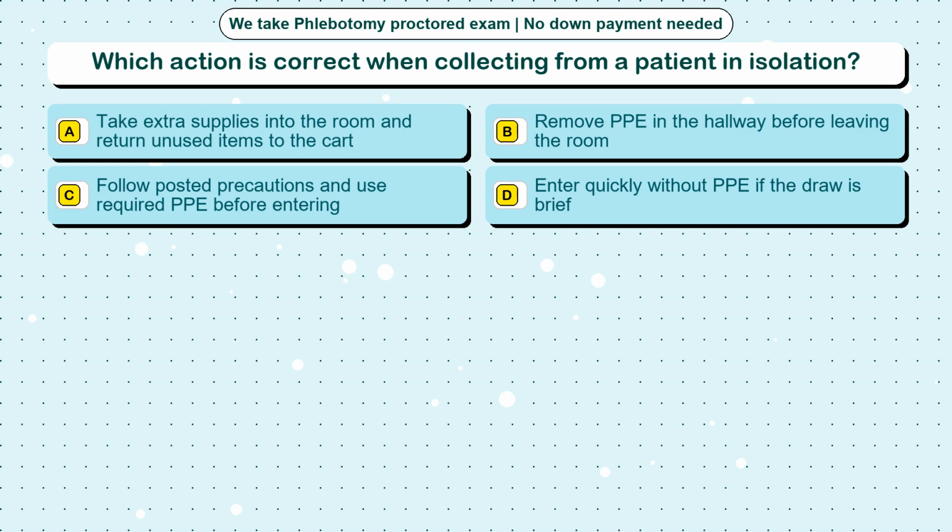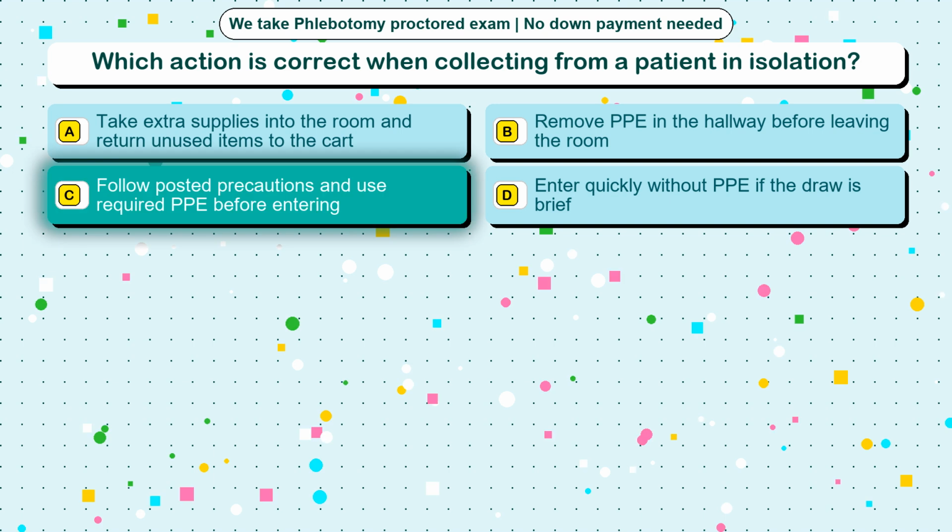Question 24. Which action is correct when collecting from a patient in isolation? Option A, take extra supplies into the room and return unused items to the cart. Option B, remove PPE in the hallway before leaving the room. Option C, follow posted precautions and use required PPE before entering. Option D, enter quickly without PPE if the draw is brief.